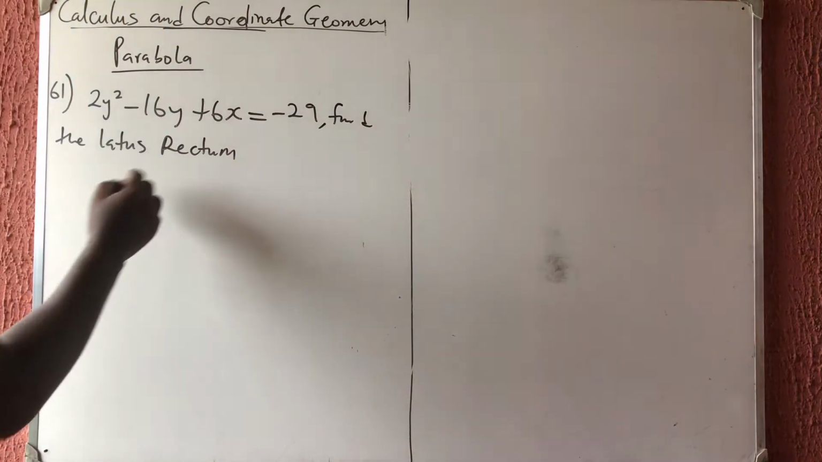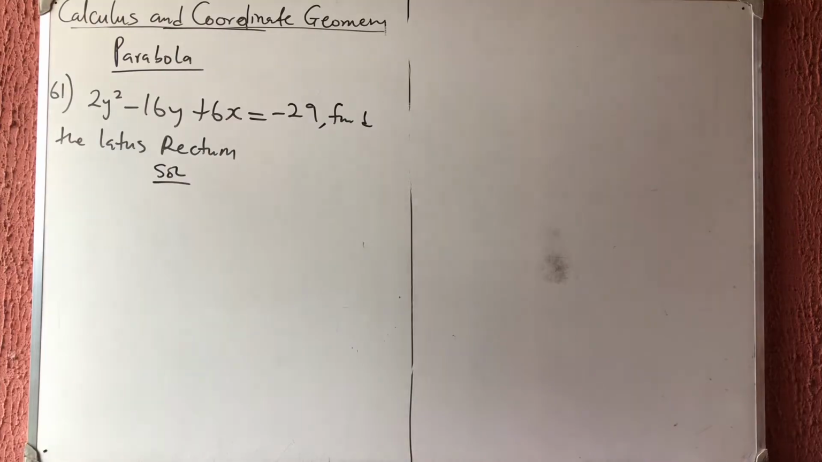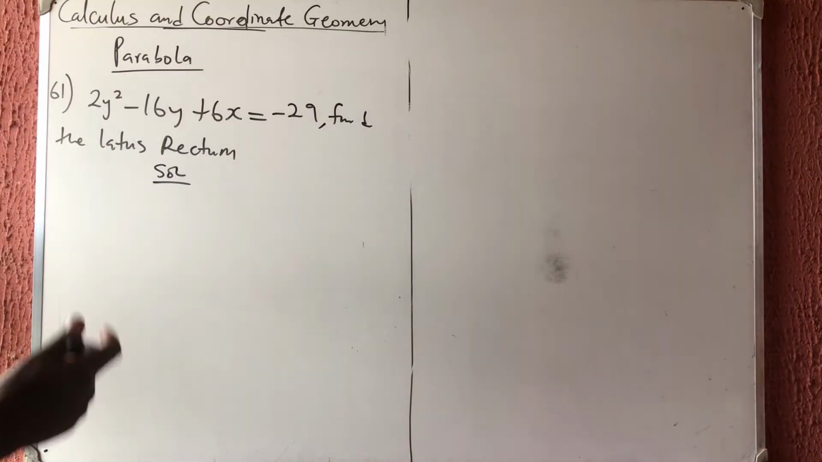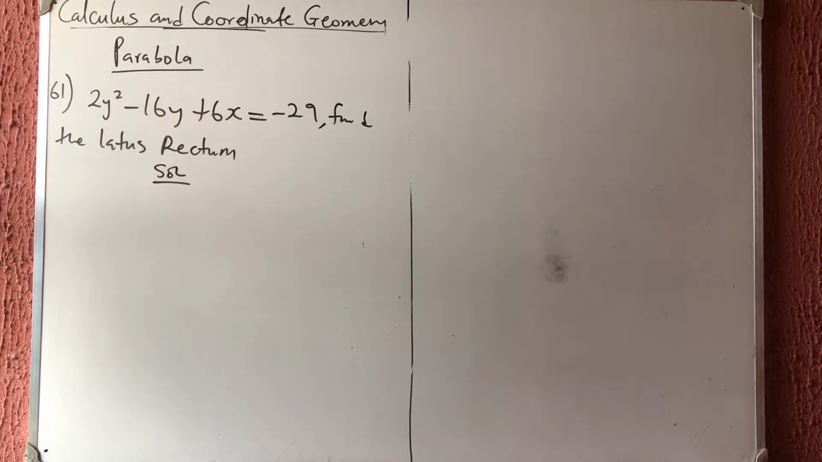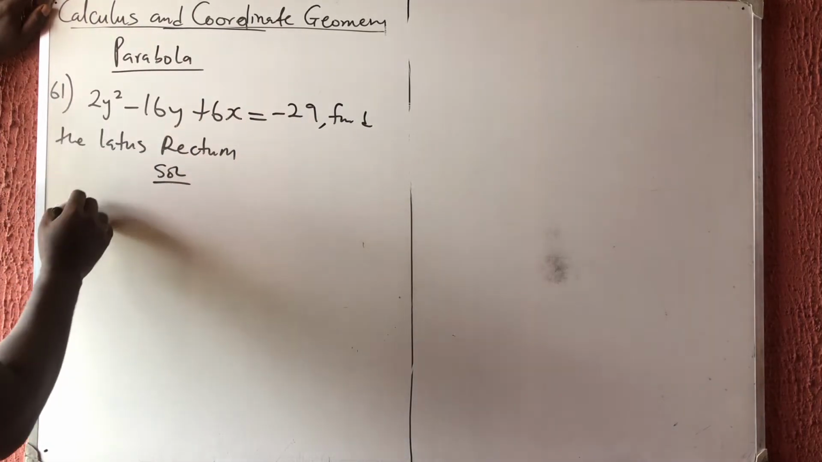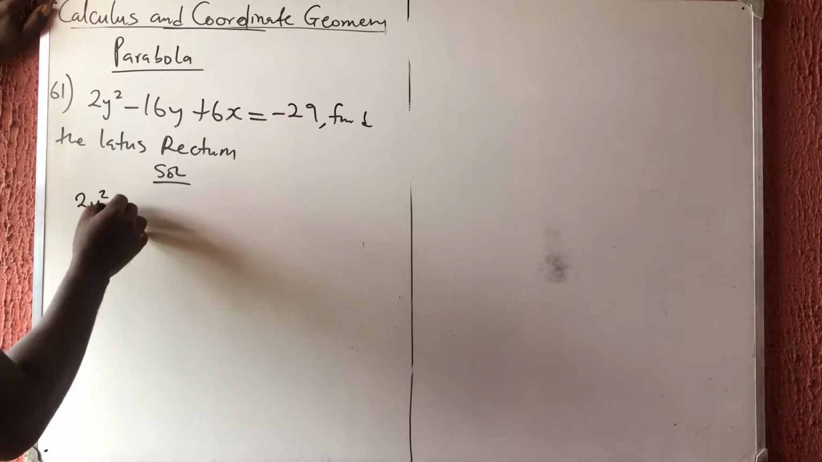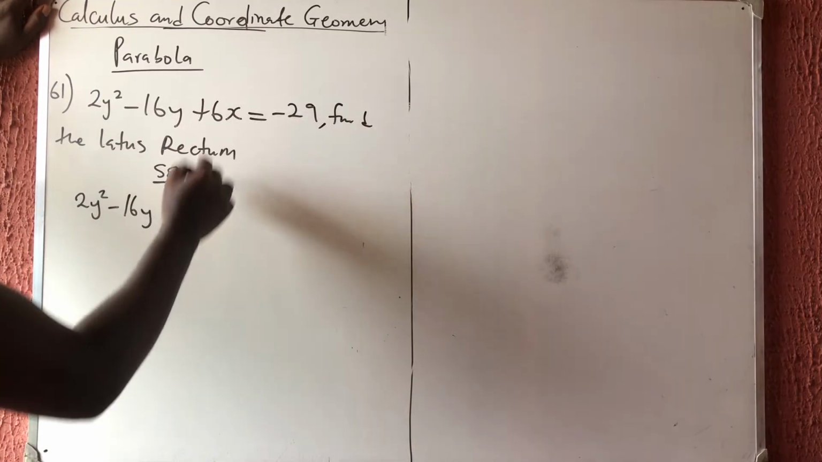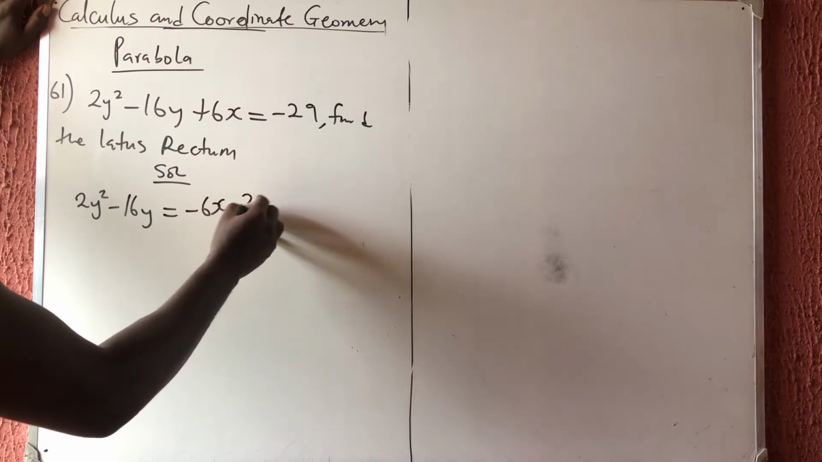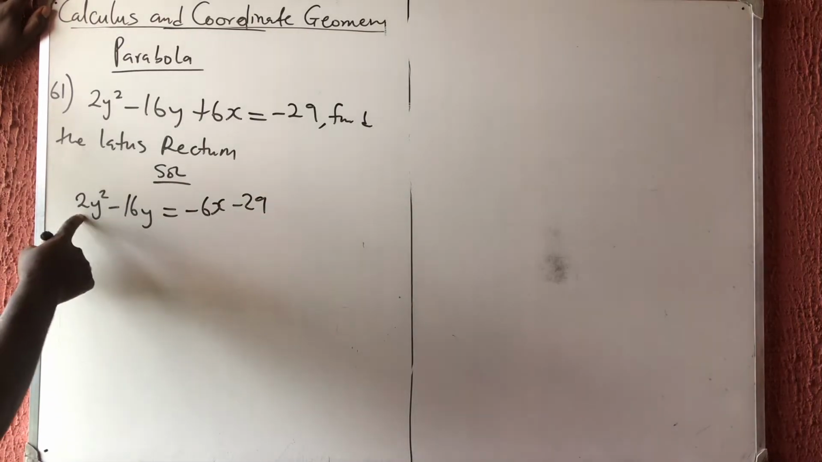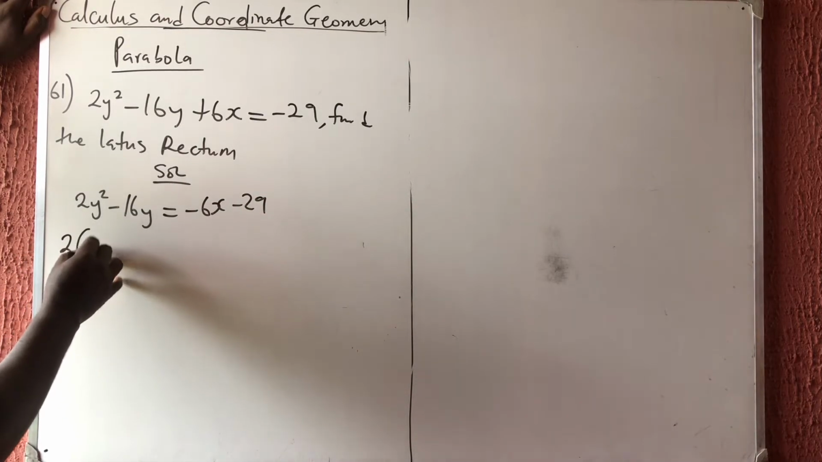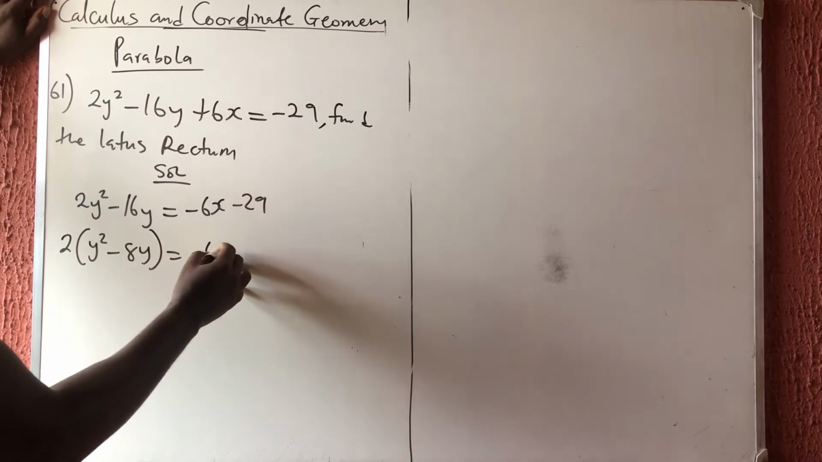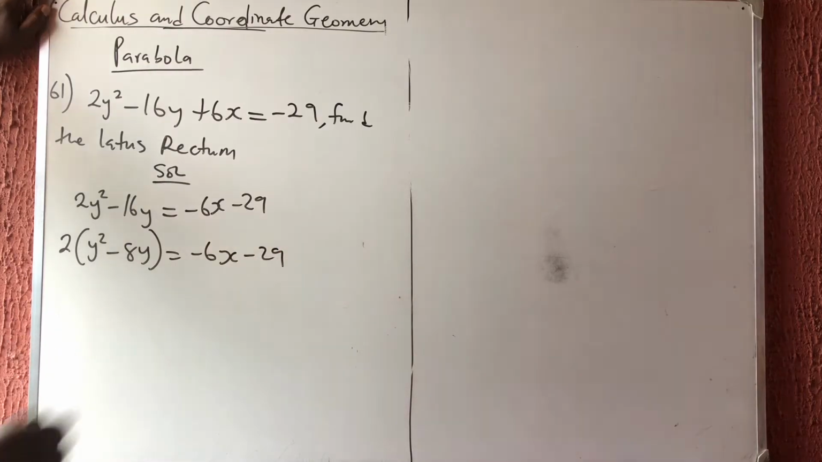Okay, so it's the same question as the other one, but let me just resolve it again so that you may understand this time around. So the same method again, we are going to say 2y squared minus 16y is equal to, this one will move here to become minus 6x minus 29. Now factor out 2. So 2 in bracket of y squared minus 8y is equal to minus 6x minus 29.